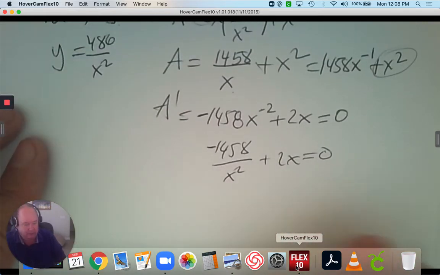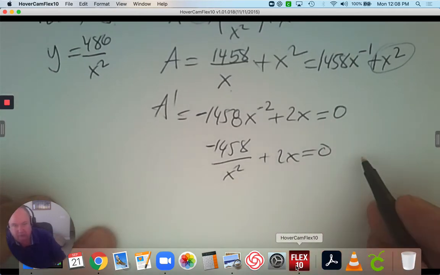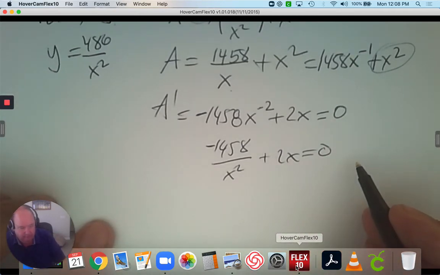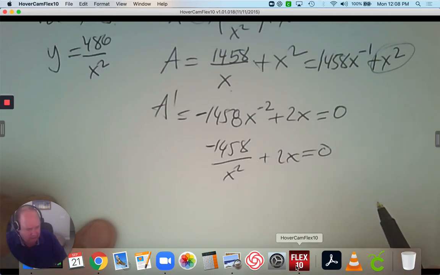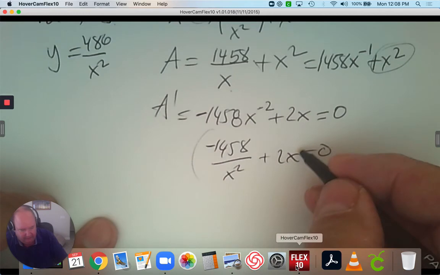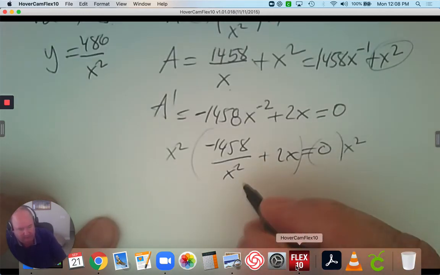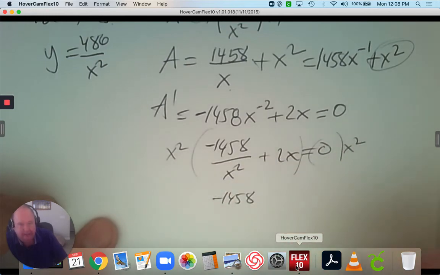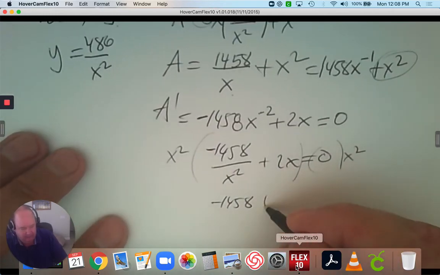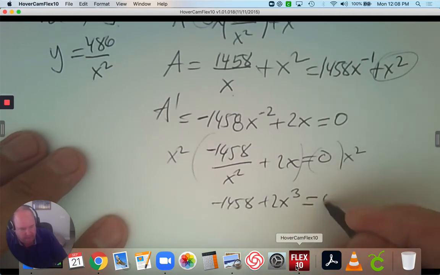But 0 would make no sense for my plexiglass, so that's not an answer. So I need to solve this. What are things that you could do here to solve it? You know what I would do? I would multiply everything times x squared. That's my first instinct. So if I multiply everything times x squared, I get negative 1458 plus 2x cubed equal to 0.